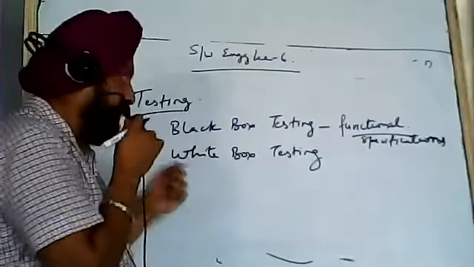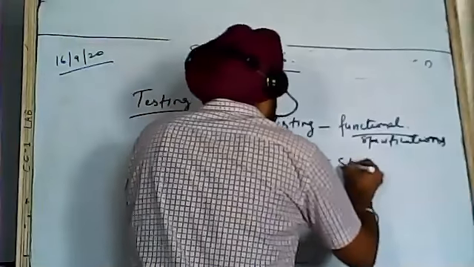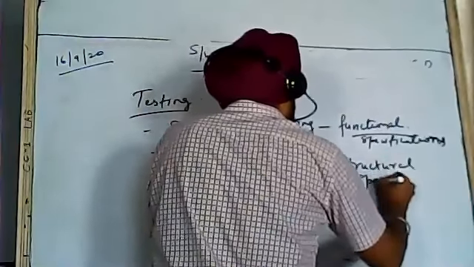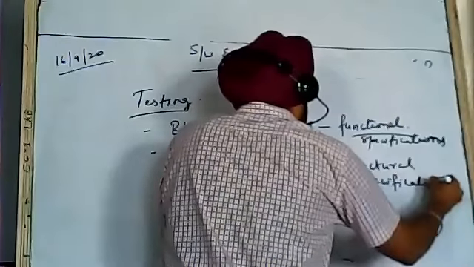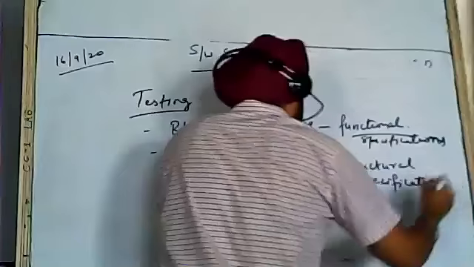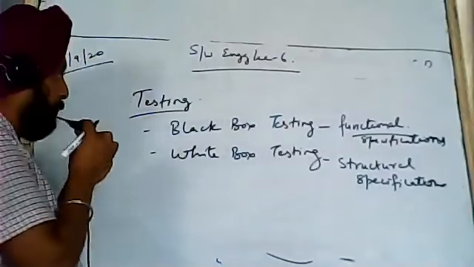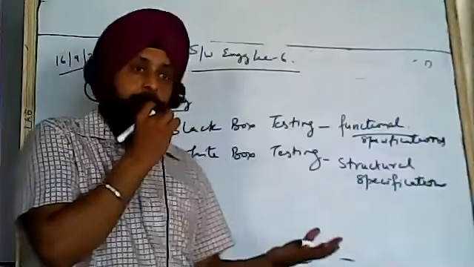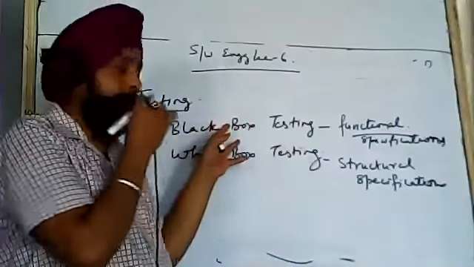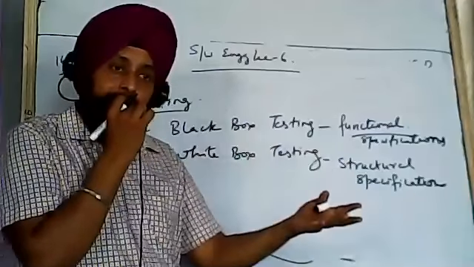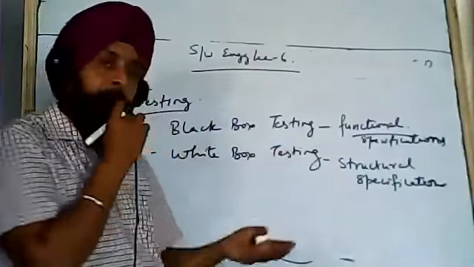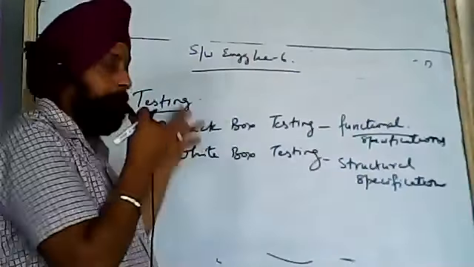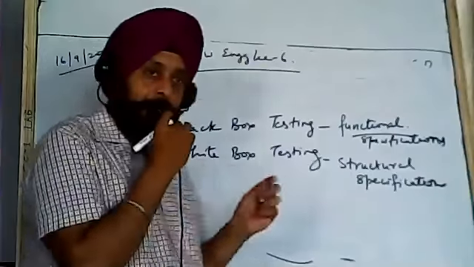And in white box testing, we take into account the structural specifications. Here the test cases are generated which capture the errors due to some structural specification. And in black box testing, we make test cases which help in capturing the errors due to some functional specification. So this is the difference between black box testing and white box testing.